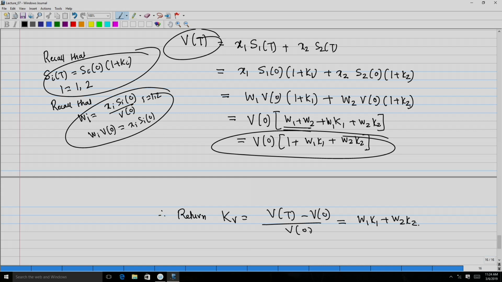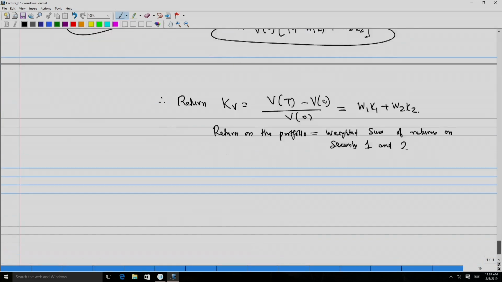So, that means the return on the portfolio is equal to the weighted sum of returns on security 1 and 2.